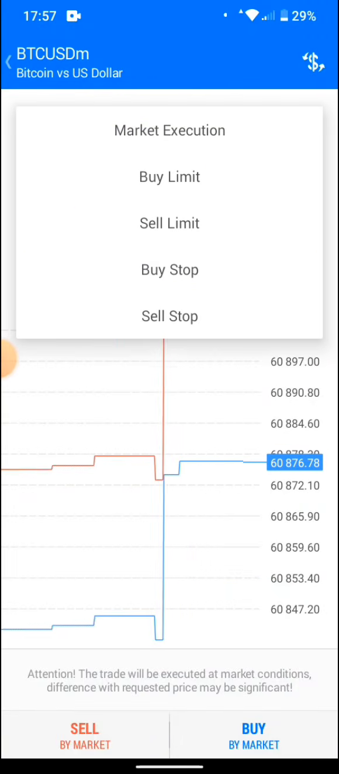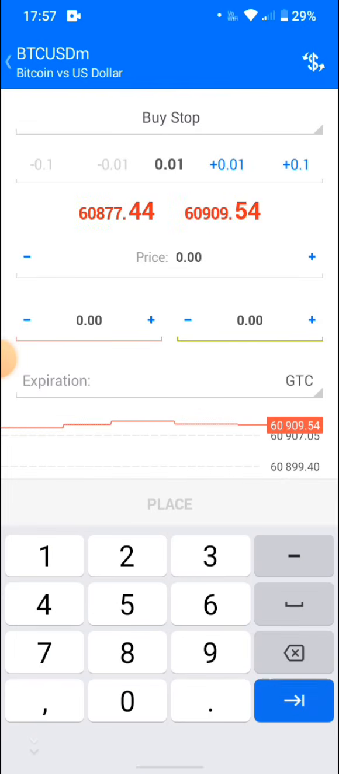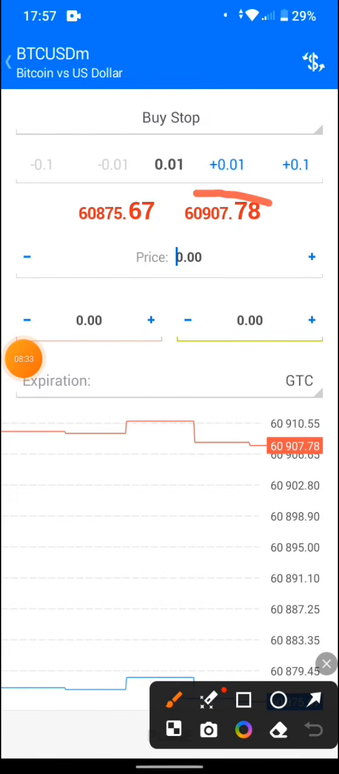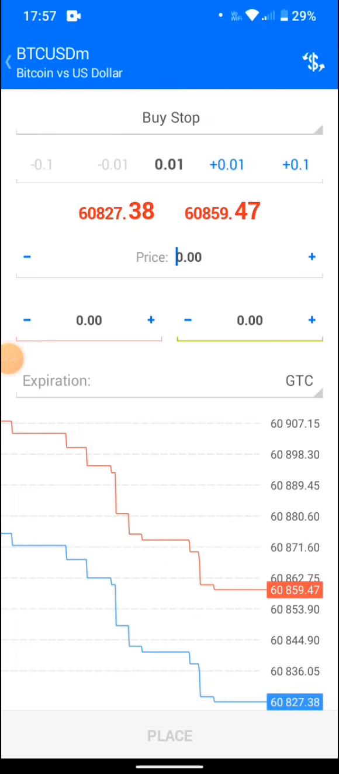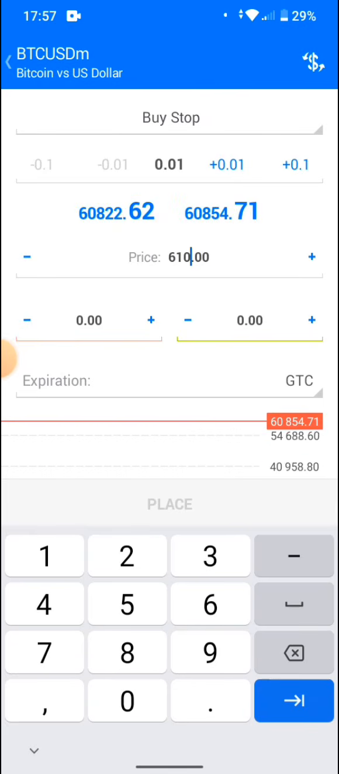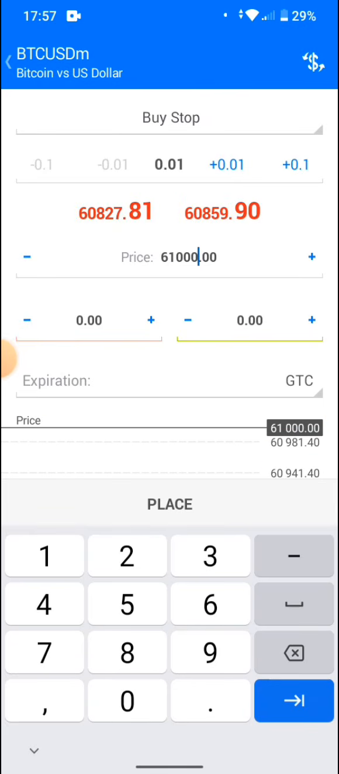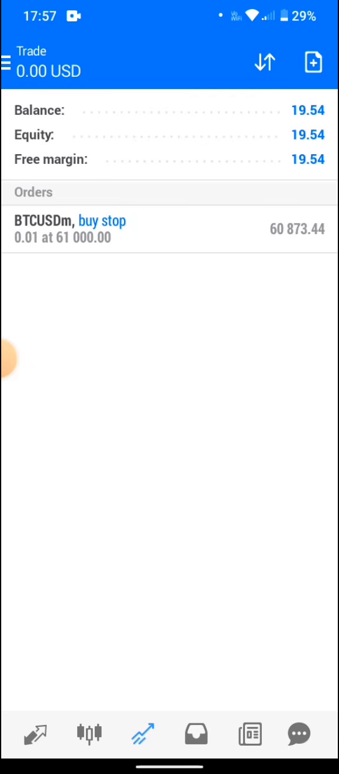To place a buy stop order, you just press here, you come to BTC, open new order, and we tap Buy stop. To set your buy stop, you want to enter a higher price. The current price of Bitcoin is 60,904. So let's say we want to put a buy stop order at 61,000. We believe when Bitcoin price reaches towards 61,000, it's going to pump up. So we have placed our order.